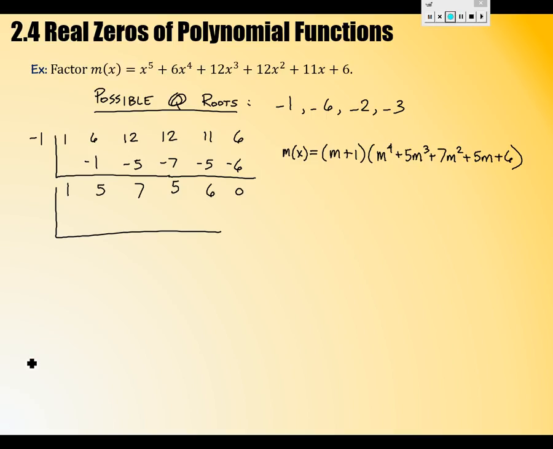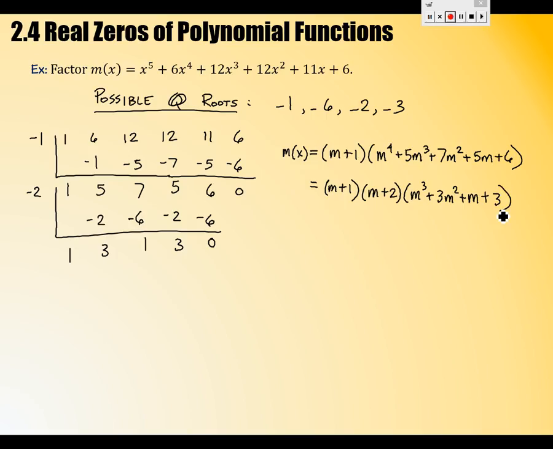Let's try negative 2. Does negative 2 work? By the way, isn't this slick? I'm trying to factor this, and I already have it right here. You see how that's working? Pro tip. Hey, look at that. Negative 2 works. So let's keep track of our status. We have m plus 1, that's definitely a factor. We've just realized that m plus 2 is also a factor, leaving behind m to the 3rd plus 3m squared plus m plus 3.